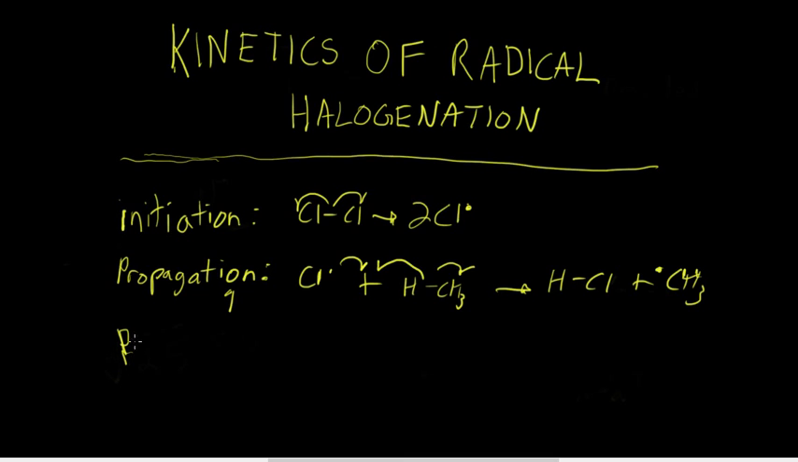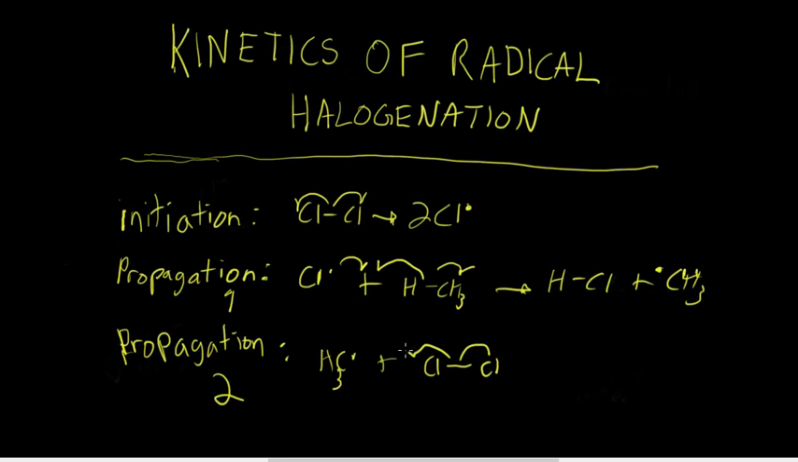And then you have propagation step 2. And that's just where this methyl radical reacts with diatomic chlorine. So everything here is homolytic cleavage, so only movement of a single electron, not a pair of electrons, to get chloromethane and chlorine radical. Remember, this chlorine radical here can be reused in propagation step 1.